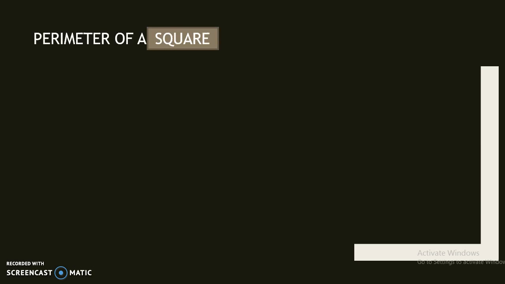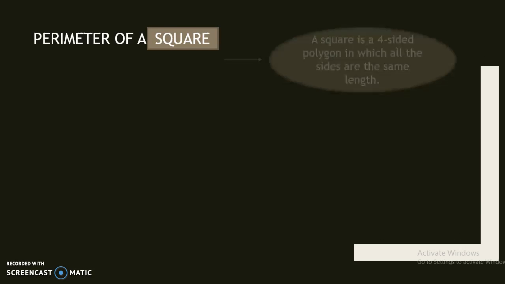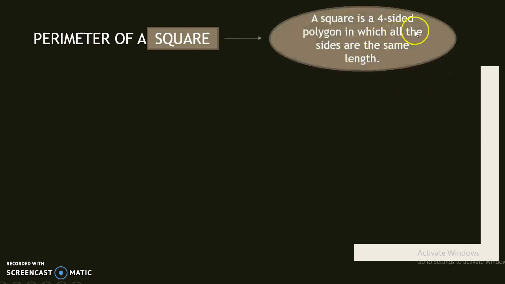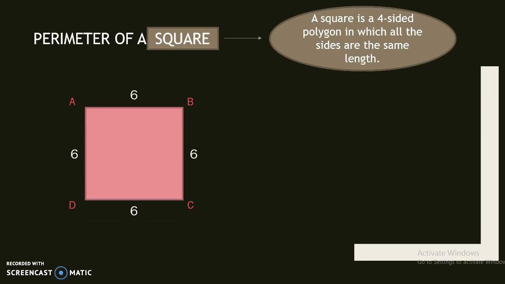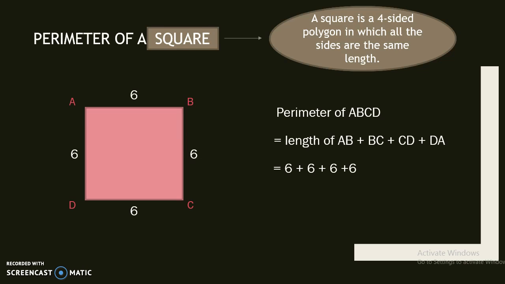Next, let's take a look at the perimeter of a square. A square is a four-sided polygon in which all the sides are the same length. This square has a length of 6 for each side. Hence, the perimeter of this square is simply summing up all the sides, 6 plus 6 plus 6 plus 6, which is 24.